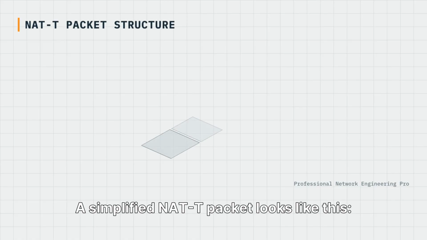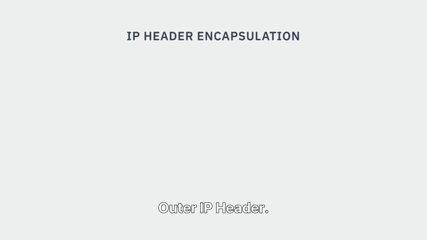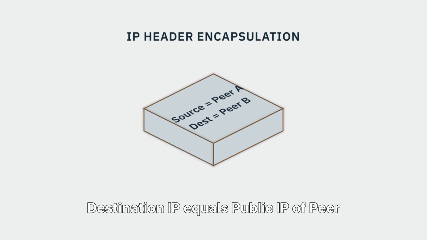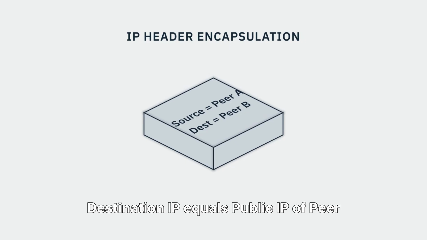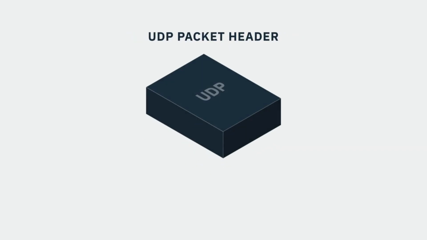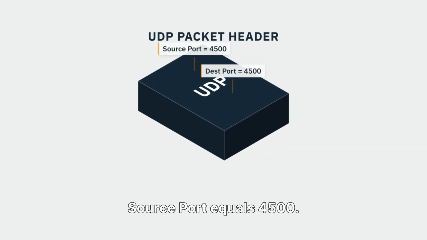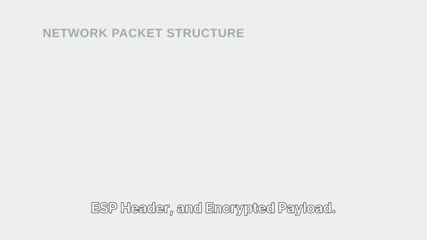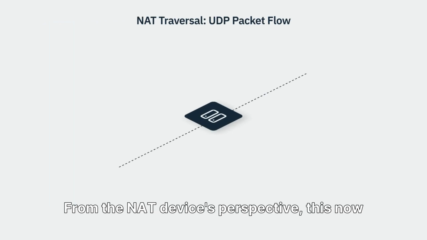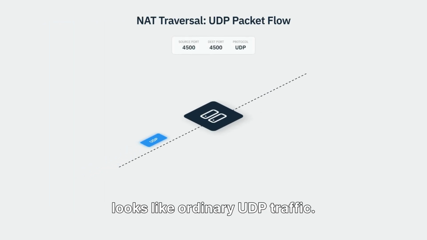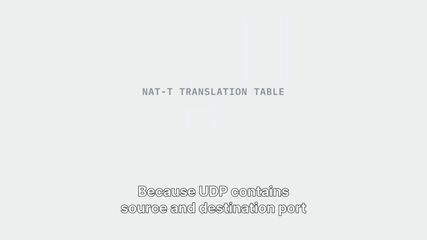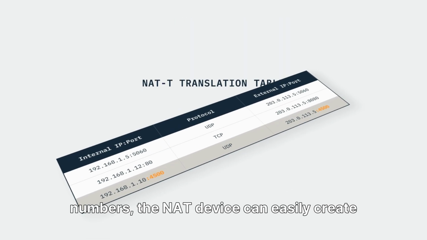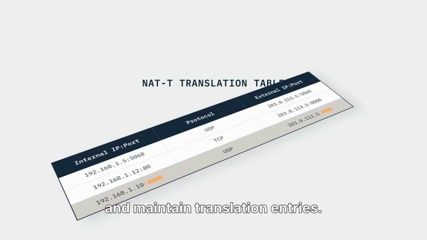A simplified NAT-T packet looks like this: outer IP header. Source IP equals public IP of peer A. Destination IP equals public IP of peer B. UDP header. Source port equals 4500. Destination port equals 4500. ESP header and encrypted payload. From the NAT device's perspective, this now looks like ordinary UDP traffic. Because UDP contains source and destination port numbers, the NAT device can easily create and maintain translation entries.